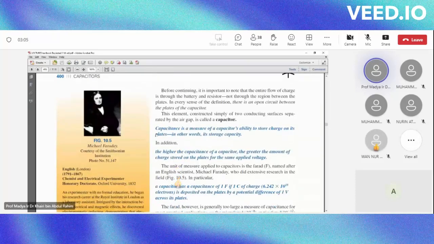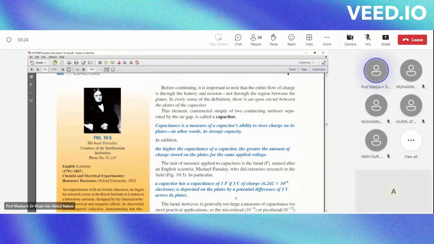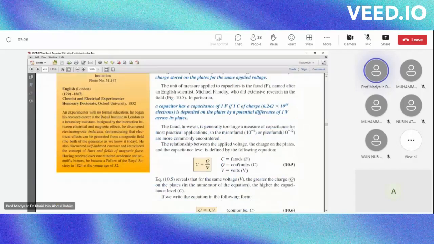Okay, so capacitance is a measure of a capacitor's ability to store charge. So, storage capacity. Of course, the higher the capacitance, the greater the amount of charge stored on the plate for the same applied voltage. So a capacitor stores charge using this formula, okay?